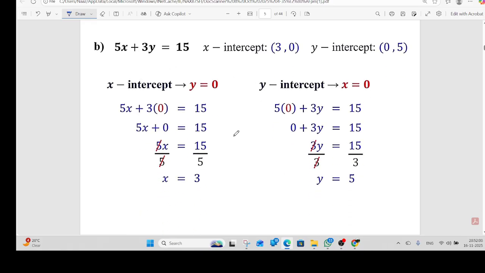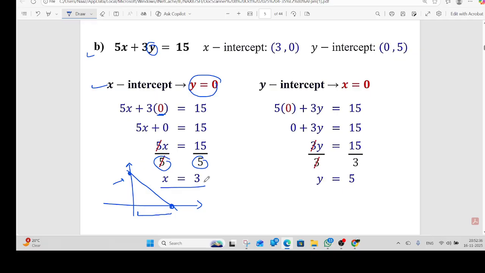So this is my next equation. First I find the x-intercept. To find the x-intercept, we plug y equals 0, because the x-intercept is where the graph is crossing the x-axis, and the y-intercept is where the graph is crossing the y-axis. So for the x-intercept, I plug y equals 0. I get 5x equals 15. I divide both sides by 5, this 5 cancels out, and I get x equals 3.